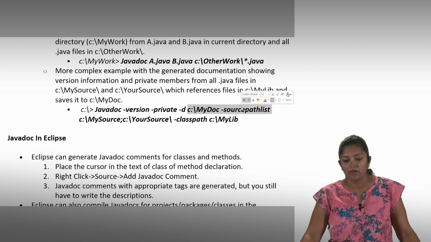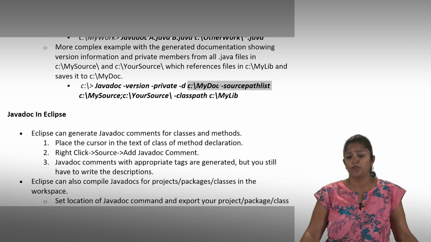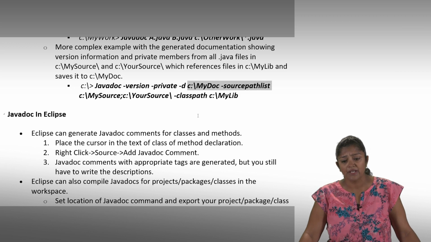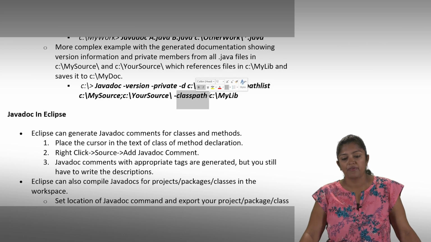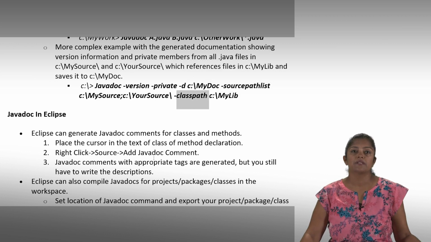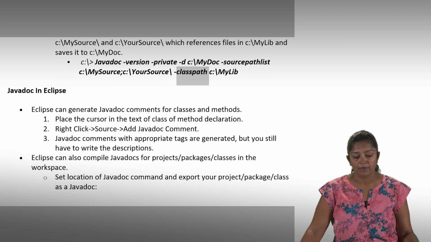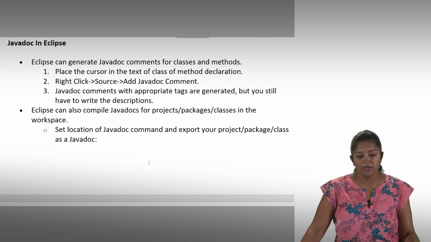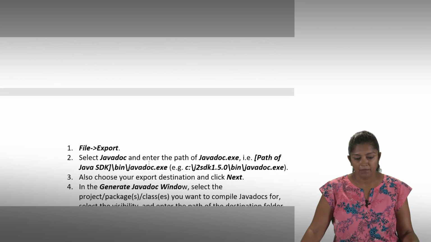You want it saved under my doc, and then you're specifying the source path list, basically all of your source files, and if you have a class path, if there are some referenced libraries, then you can specify the class path as well. So that's a more complex one, wherein you want to use a number of different options of Javadoc. But if you were to do it from Eclipse, it's much easier.